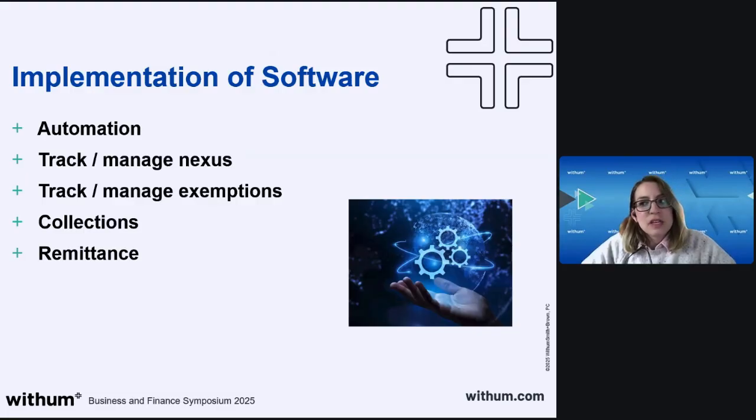Systems that can track and manage nexus as well, especially with the changes that have been happening. Jim mentioned the transactions being pulled back in a lot of states. So having software that can track that and pinpoint when you actually cross over, so that you can take action, is incredibly important. And on the other side of that, also a system that helps manage exemptions. I know a lot of companies that I work with may not be at the size right now where it fully makes sense to implement software to track those exemptions, but that does mean that somebody manually has to be doing it.